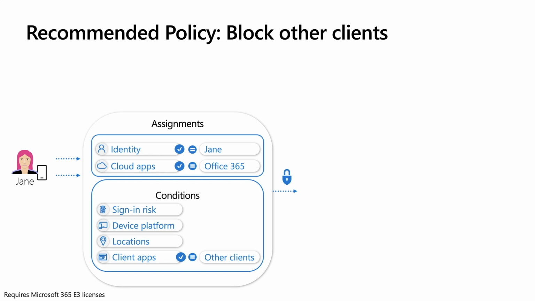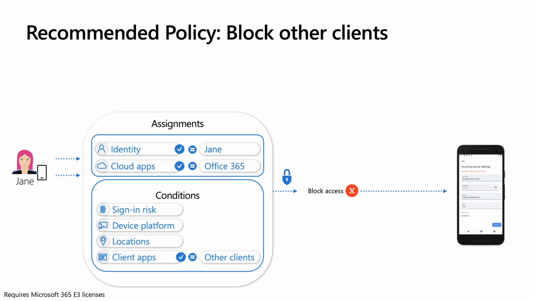Once again, we target our users like Jane, we target our cloud endpoint like Office 365, and from a condition perspective, we're going to target client apps and the other client property. Unlike ActiveSync though, these other protocols don't have an architecture that supports quarantine. So this policy is an outright block policy, which will trigger an access denied response back to that particular client.